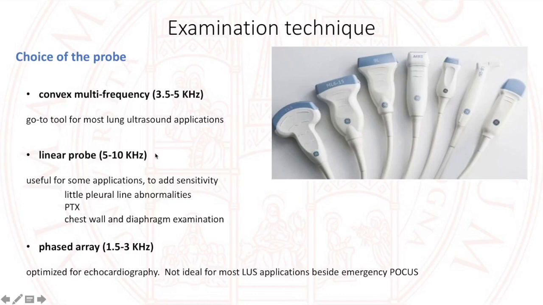Then the linear probe could be used for some applications, to add sensitivity to our exam. For example, if we want to study little pleural line abnormalities, if we are looking for pneumothorax, or to study the chest wall and the diaphragm. The phased array, the cardiac probe, is optimized for echocardiography, which is very important if we can do it to complement our lung ultrasound study, but it is not ideal for most lung ultrasound applications besides emergency POCUS, so it would be our third choice.